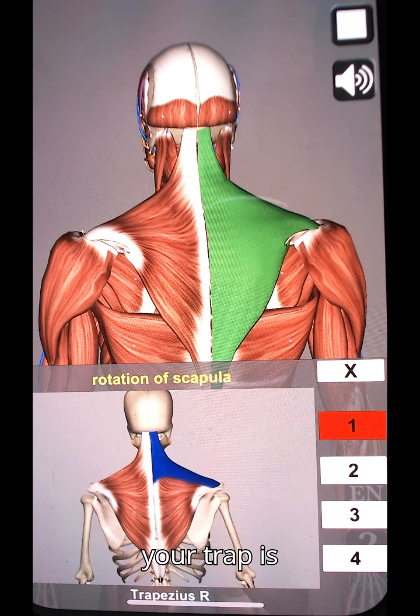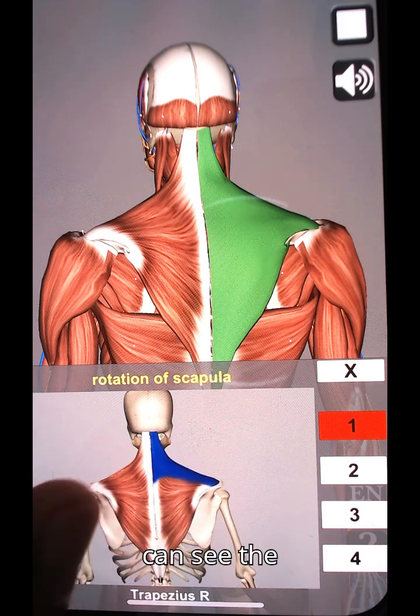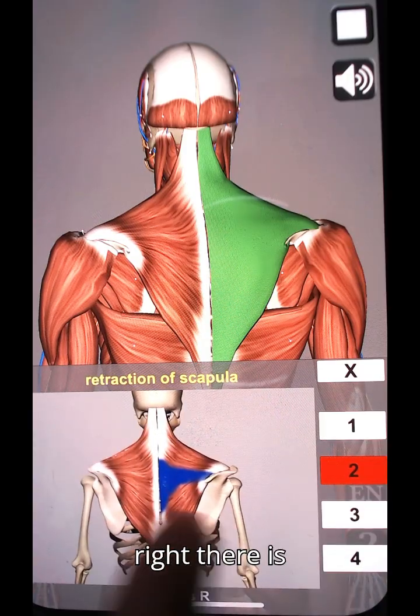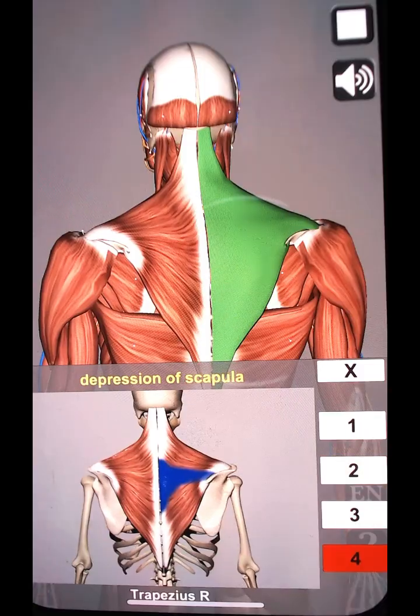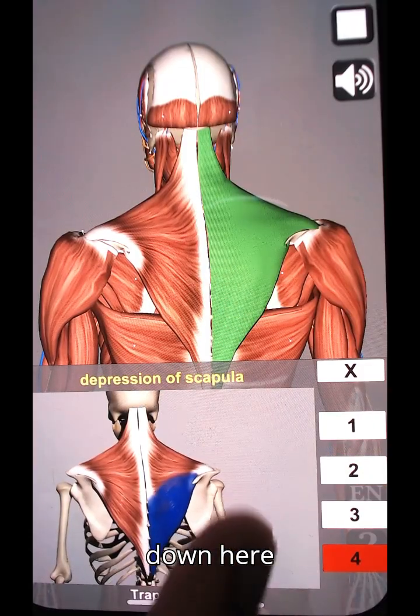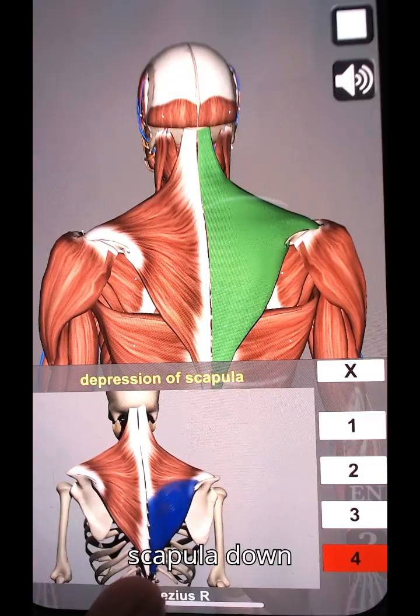Now, your trap is divided into three sections: an upper, middle, and lower trap. As you can see, the upper trap is elevating the scapula. The middle trap right there is pulling the scapula towards your back, and your lower trap, which is down here, depresses your scapula, brings your scapula down.